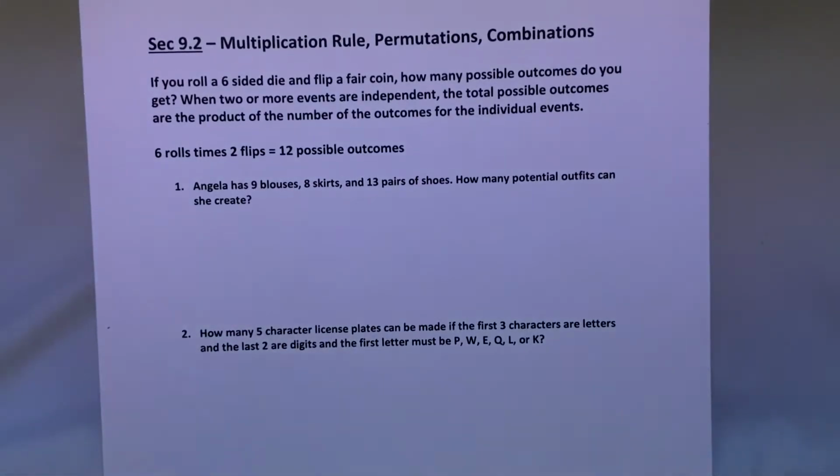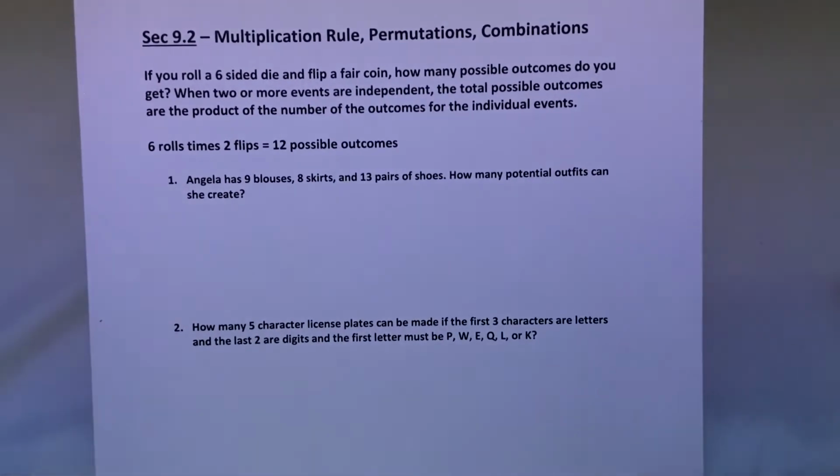Okay, 9.2 is about different ways to calculate how many different ways you can do things. So if, for example, you think about rolling a six-sided die and flipping a fair coin, how many possible outcomes do you have? Well, when two or more events are independent, the total possible outcomes are the product of the number of outcomes for the individual events.